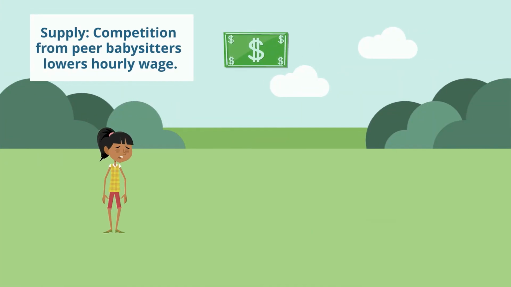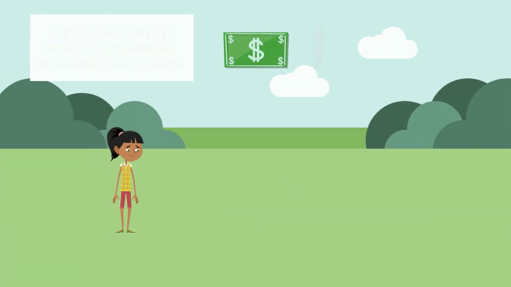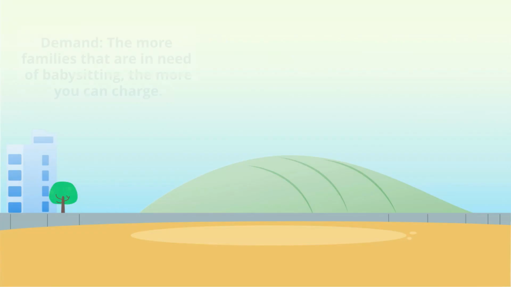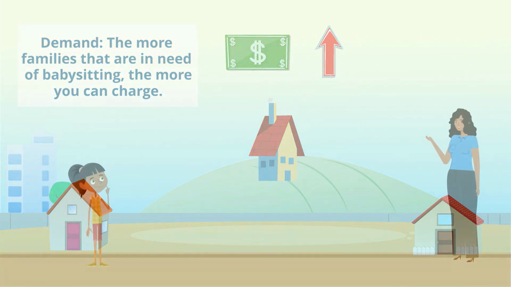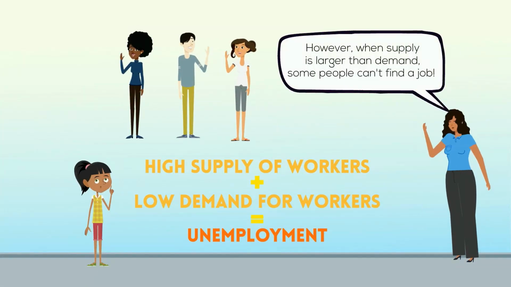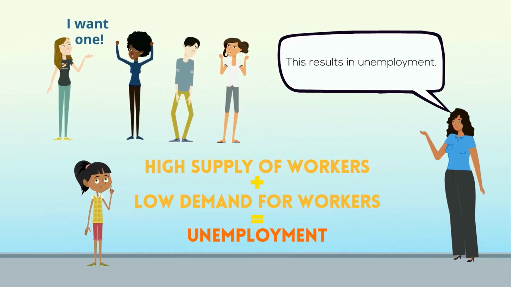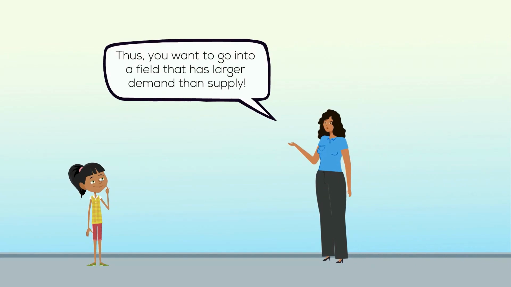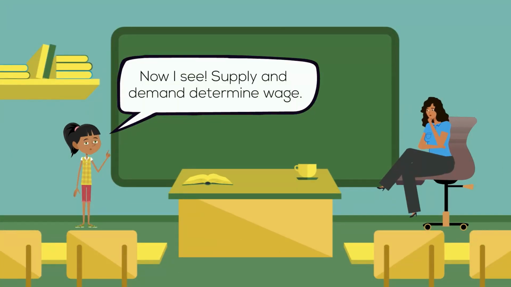From a supply side, competition from your peers will lower the hourly wage you can set. Lack of competition will allow you to charge more. From a demand side, the more families that are in need of babysitting, the more you can charge for your services. However, when supply is larger than demand, some people can't find a job. This results in unemployment. Thus, you want to go into a field that has larger demand than supply. Now I see. Supply and demand determine wage.